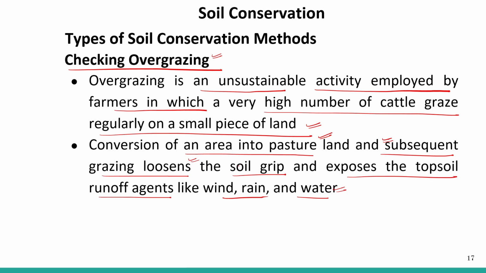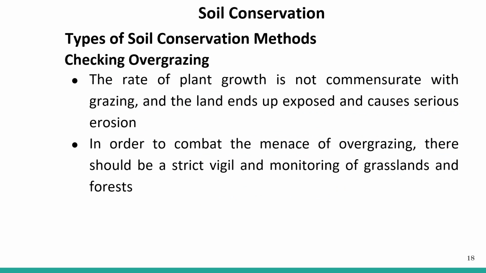When our livestock eat on the pasture land, they take out the plants and grasses, and the soil grip becomes loose. So the topsoil is exposed, and when there are runoff agents like wind, rain, and water, they take away the topmost layer of the soil. That is why checking overgrazing is very, very important. The rate of plant growth is not commensurate with the grazing, and the land ends up exposed and causes serious erosion.